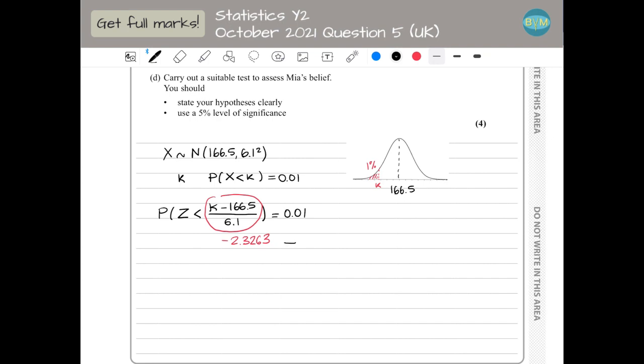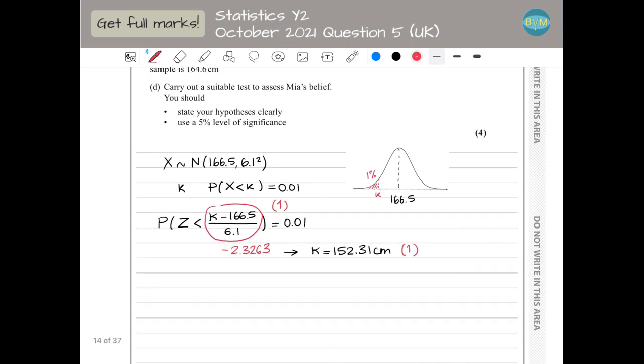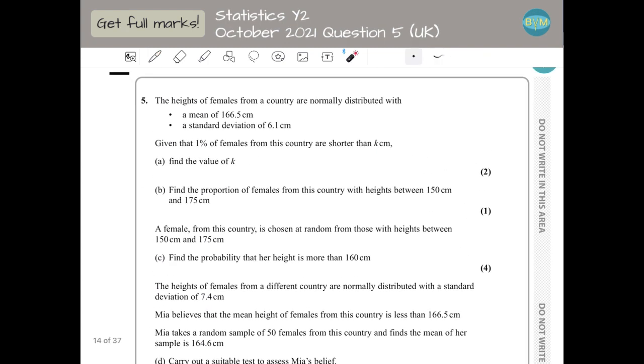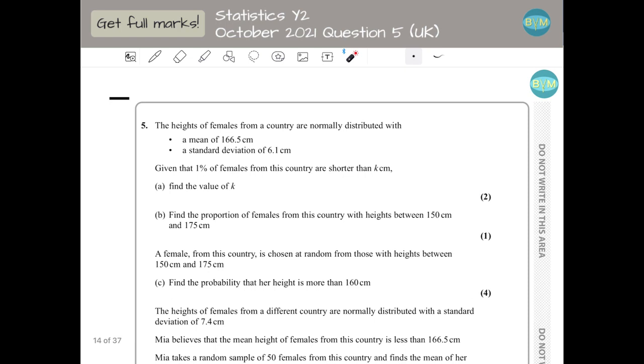And from here, we just make that equal and find k. And k is 152.31 centimeters. So you have 1 mark for the working out and 1 mark for the answer. So remember, if it's 2 marks, something like this, you cannot go to the calculator and use cumulative inverse normal distribution straight away. Although you can use it to check your answer. So you can go to inverse normal distribution in your calculator, use 0.01 as an area. This is the mean, and this is the standard deviation. You could do that.